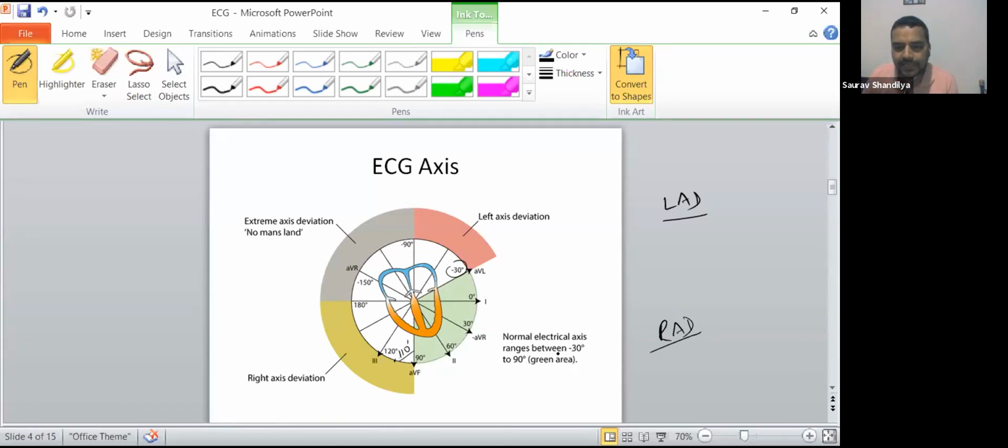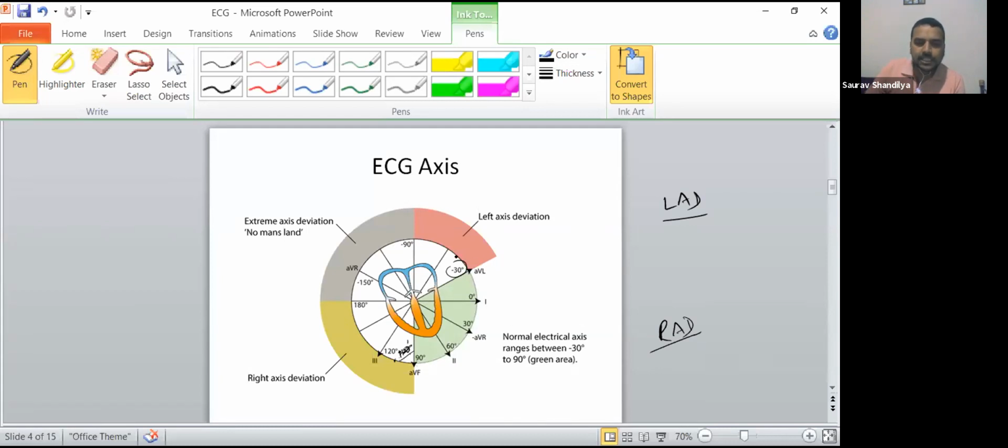Normal electrical axis ranges between minus 30 to 90 degrees. Sorry, it's not 110. In many cases it was 110. Sorry, it is 10 degrees. This is a normal axis, the normal electrical axis. Okay, electrical axis is nothing but the resultant vector of the different leads. Well, now what happened here? Left axis deviation. How is it possible?